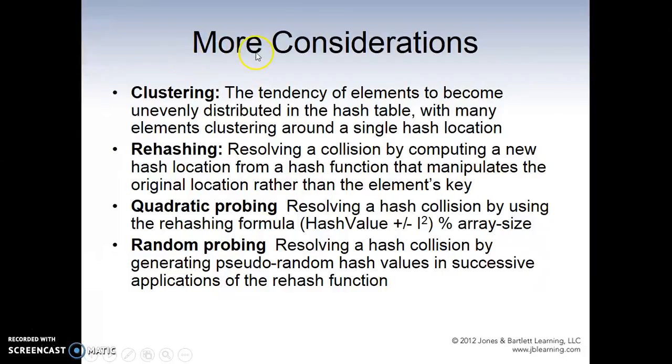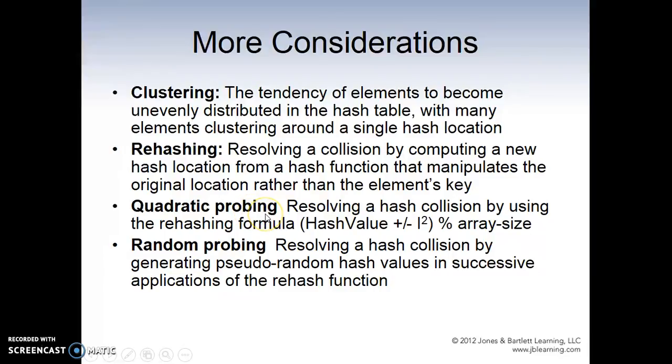So we have what we call the clustering problem: the tendency of elements to become unevenly distributed in the hash table, with many elements clustering around a single hash location. Right. Then there's rehashing: resolving a collision by computing a new hash location from a hash function that manipulates the original location rather than the element's key.